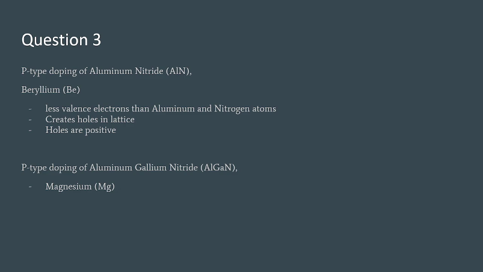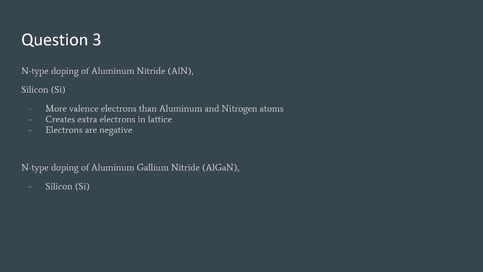So firstly, for aluminum nitride, beryllium was best for p-type doping because it has fewer valence electrons than aluminum and nitrogen atoms, so that empty space in the electron configuration opens up an extra hole, and then it creates more holes in the lattice, and holes are positive. P-type doping for aluminum gallium nitride was found to be magnesium for the same reasons.